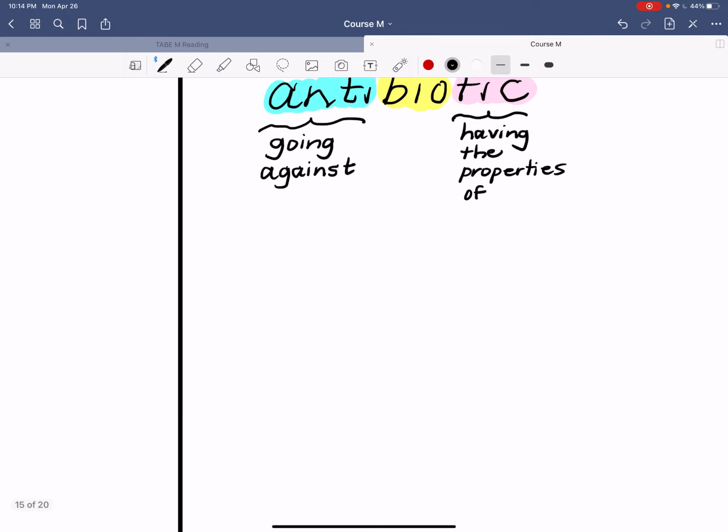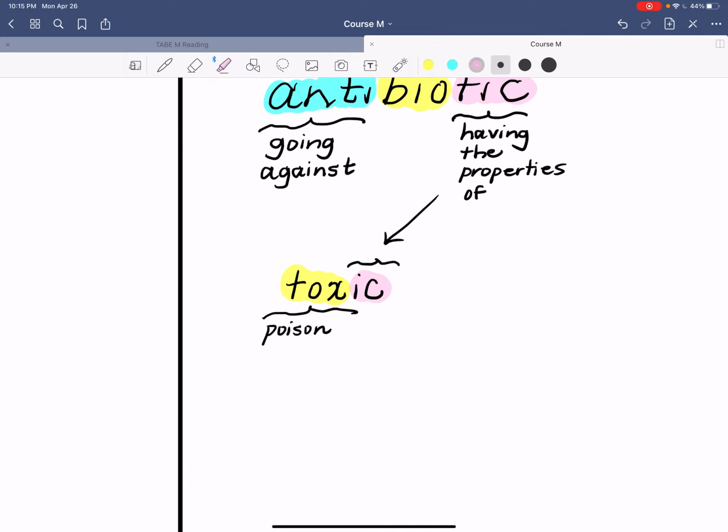And let me show you one more because we've talked about this one already. Toxic. Now this one doesn't have a prefix. It has a root, tox, which I know what was one of the synonyms for tox? Poison. And ick means having the properties of. So toxic means that something has the properties of a poison.